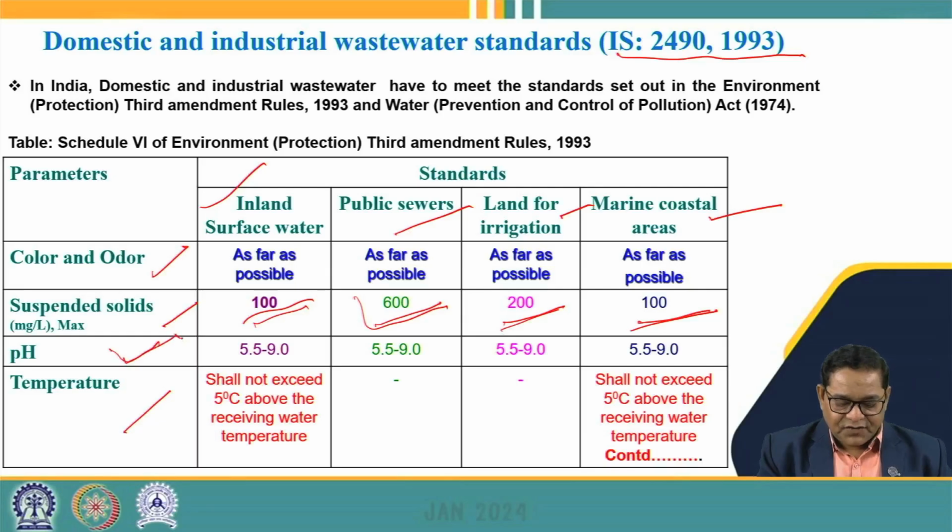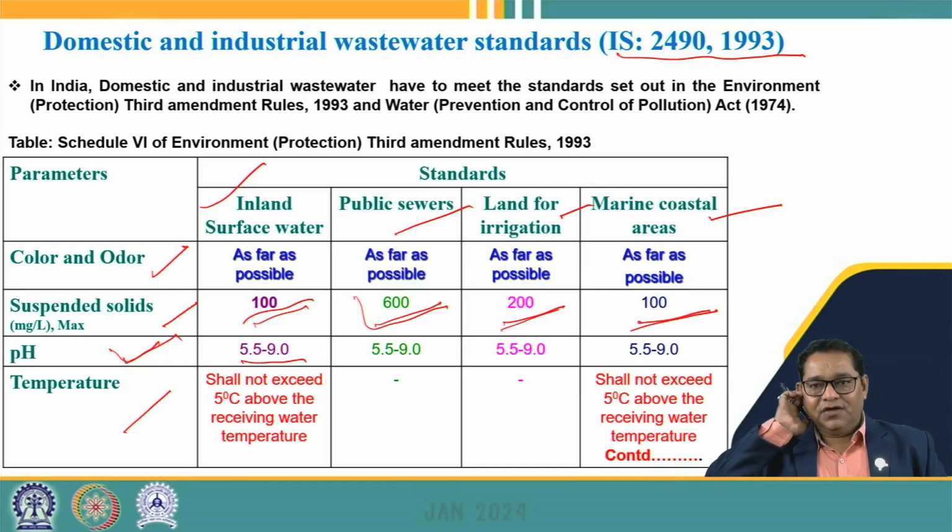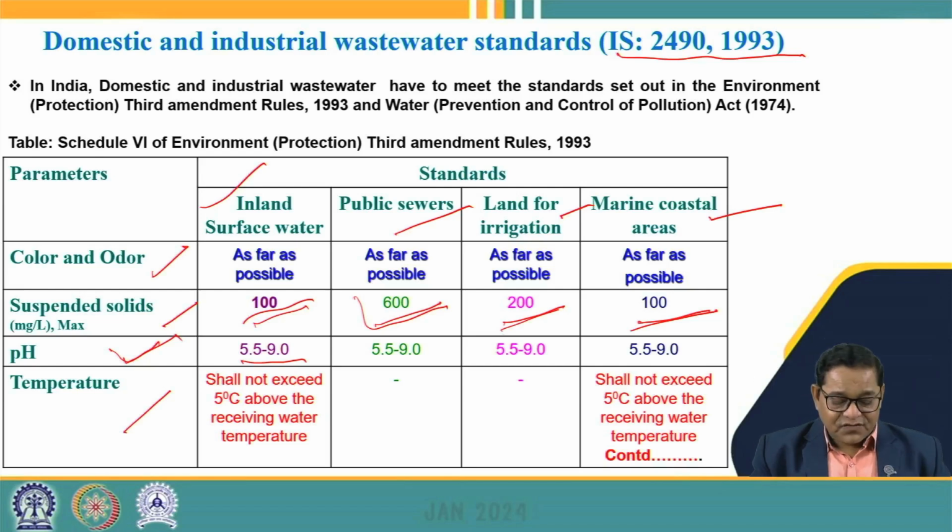Similarly, for pH, the effluent being discharged into different modes of disposal should be within 5.5 to 9. And temperature is one of the very important parameters because it may have different impacts, as we have already seen. So the temperature of the wastewater, if we discharge, should not exceed plus or minus 5 degrees centigrade of the temperature of the receiving water body. That is basically the standard fixed for temperature.